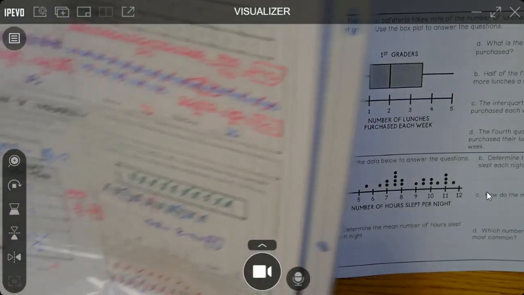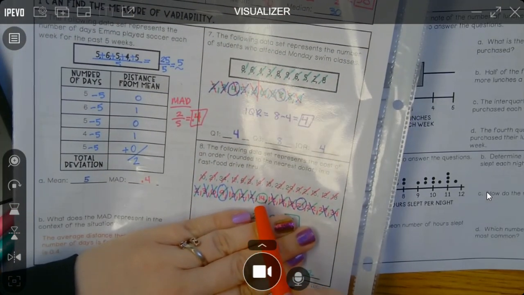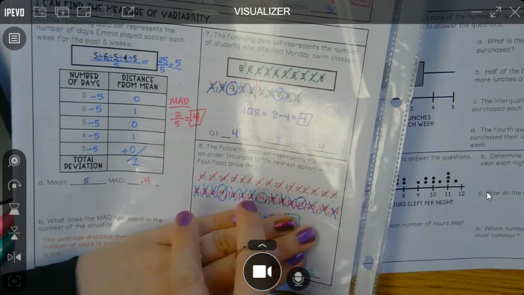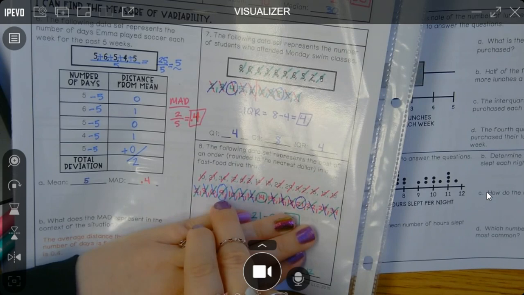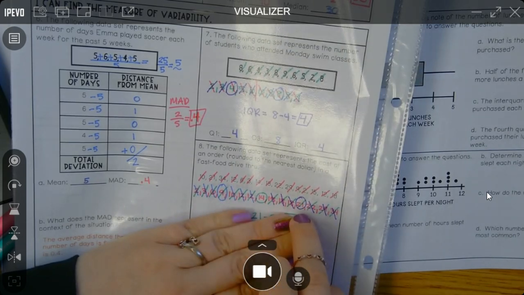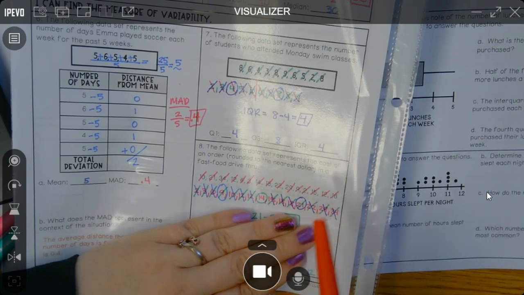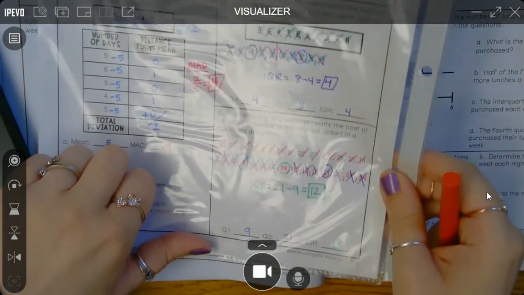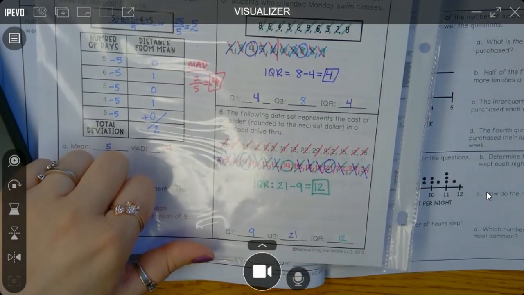All right, when you did that, you should have found a median of 14. And then you look at the bottom half, okay, and you crossed off and you found the quartile 1 to be 9. And then you crossed off to find the median of the upper half, which was quartile 3, is 21. So then your IQR is the median of the upper half minus the median of the bottom half. So what is 21 minus 9? Yeah, you should have gotten an IQR of 12.